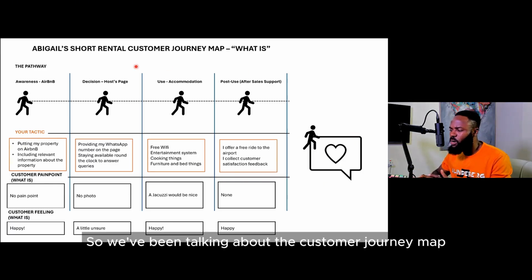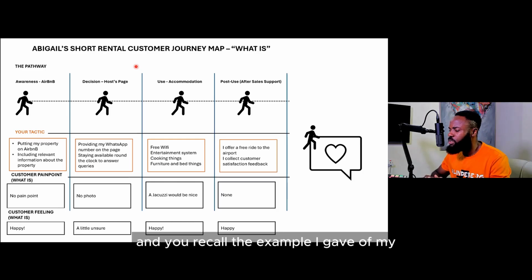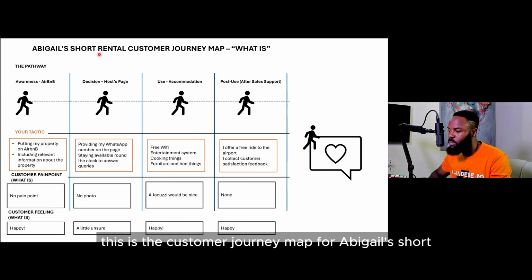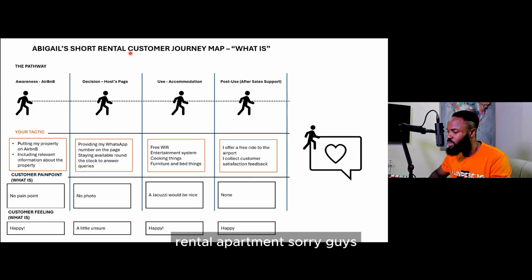So we've been talking about the customer journey map, and you recall the example I gave of my Ghanaian family trip experience. Now, the name of the host in question, and we are just making this up, is Abigail. So this is the customer journey map for Abigail's short rental apartment. Sorry guys, I left out the apartment.